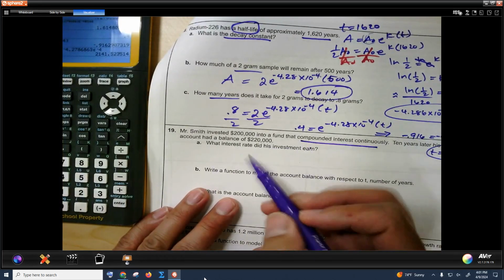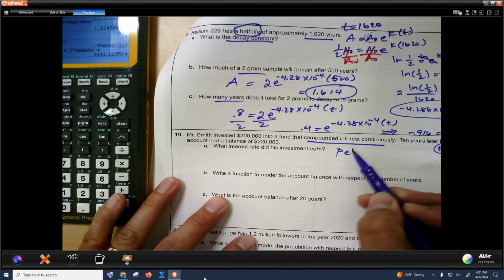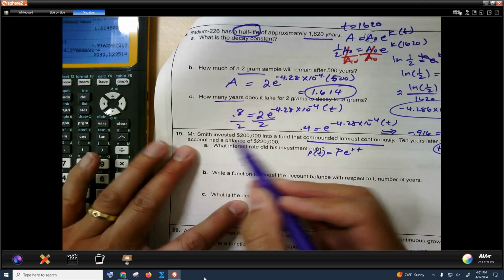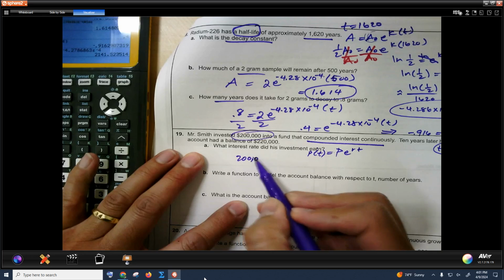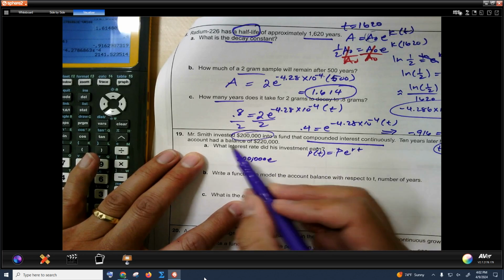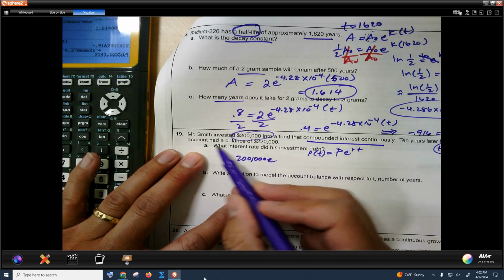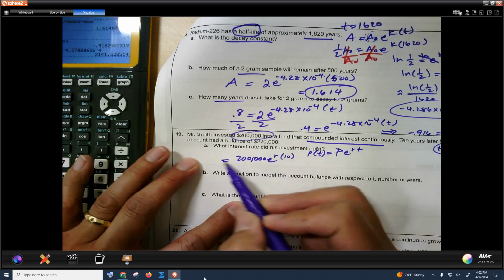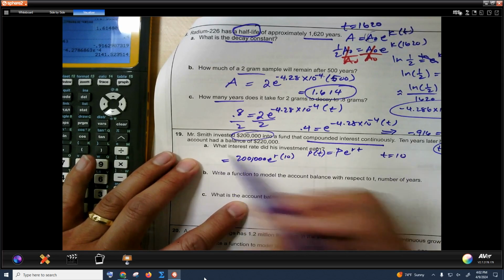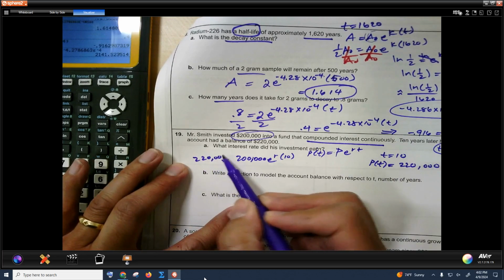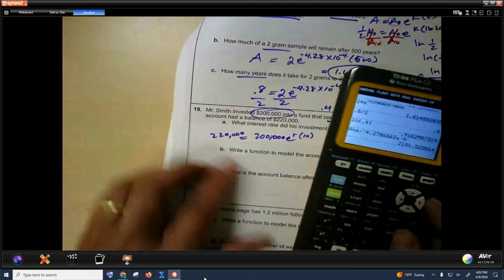Okay, we're going to try this next one. We have a compound continuous formula. So that's this formula here. That's the starting amount. So it looks like we're investing that much. We have an E. Compound continuously tells you it's this formula. 10 years later, his account balance is that. So we don't know the R. We know that T is 10. And we know that the P of T after 10 years is this much on that side.